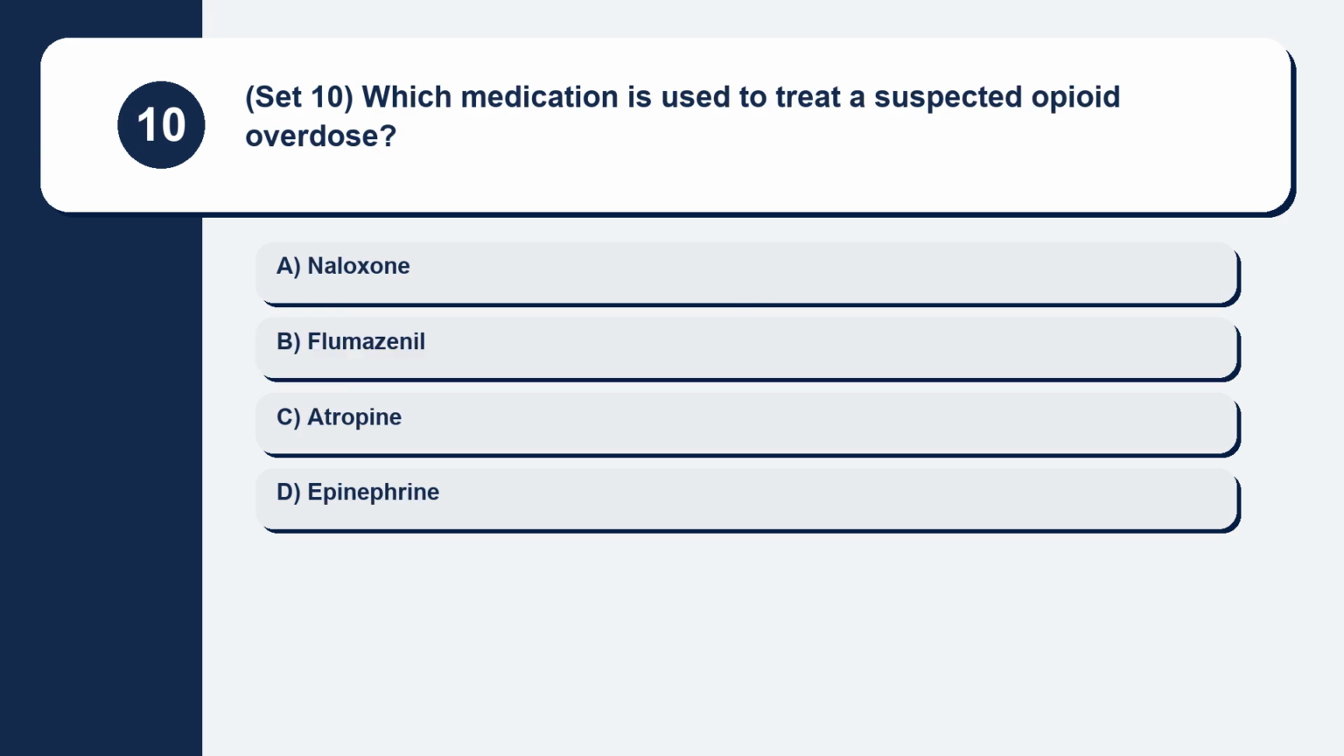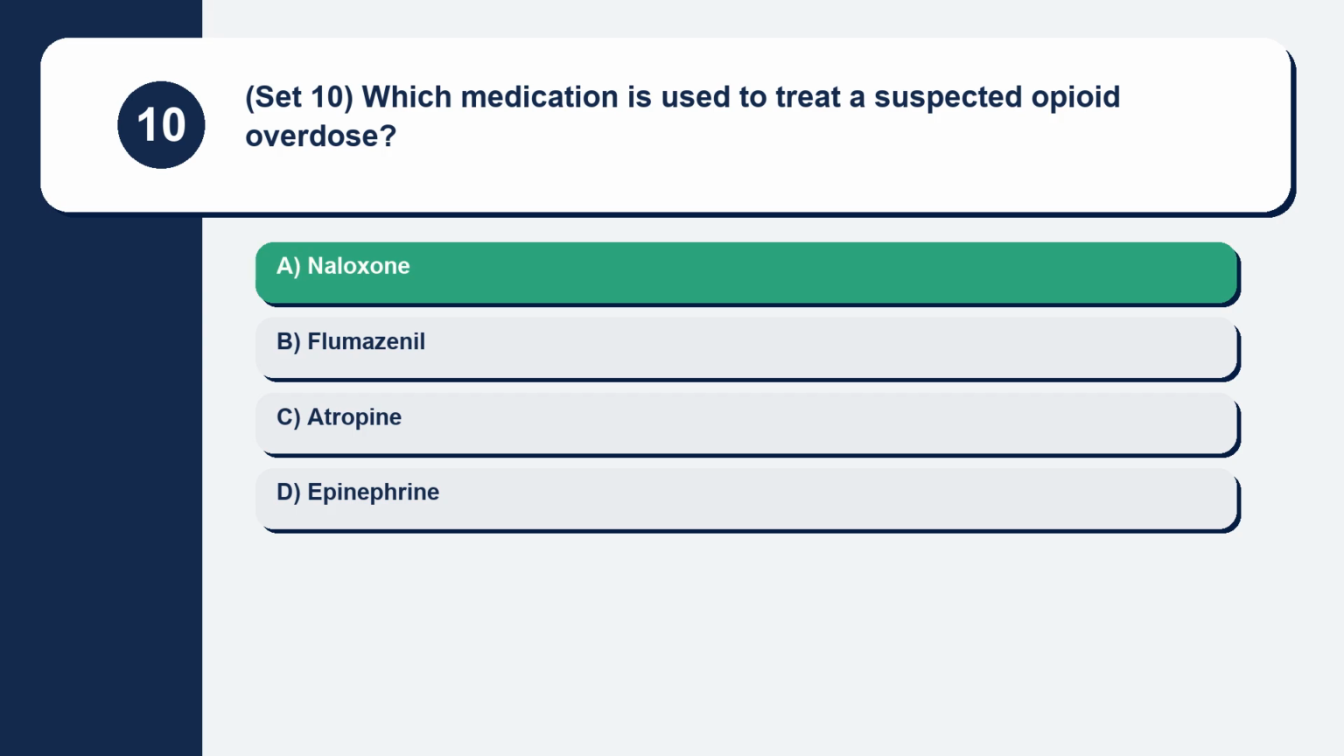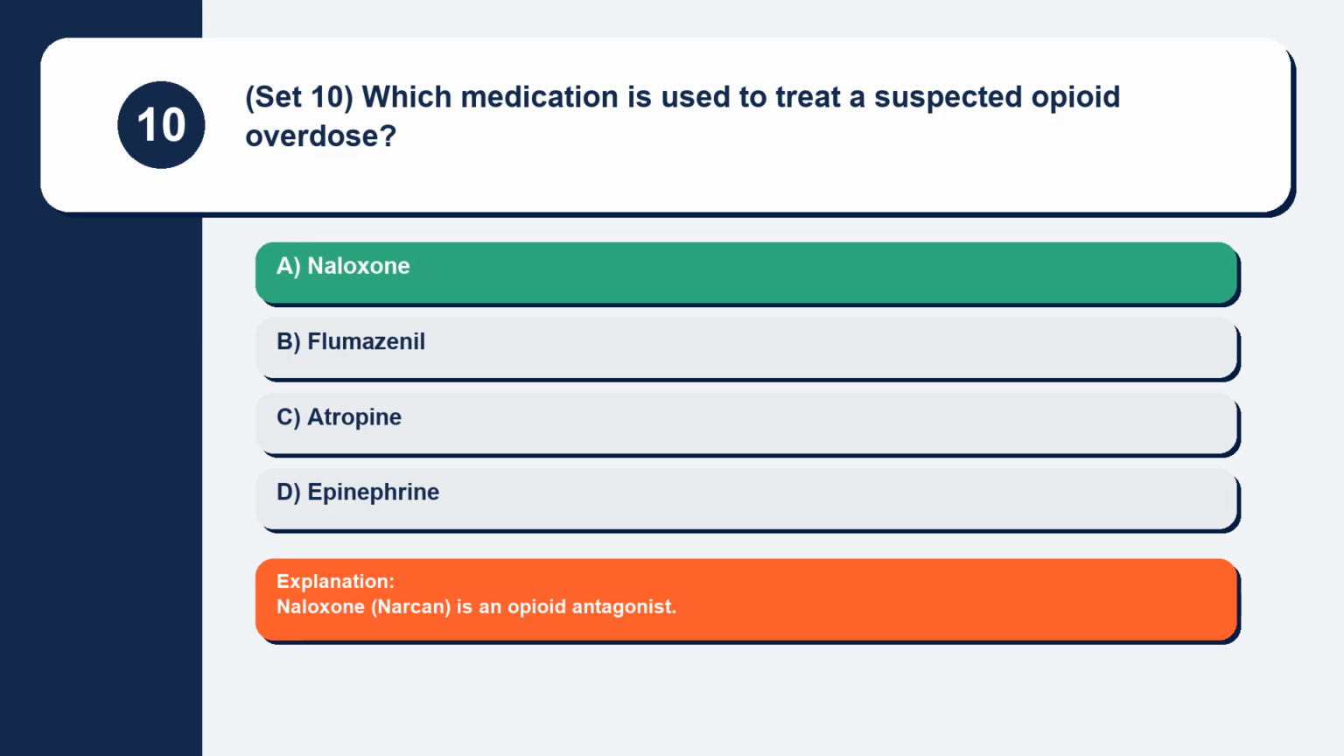Question 10. Set 10. Which medication is used to treat a suspected opioid overdose? Naloxone, flumazenil, atropine, epinephrine. Naloxone, Narcan, is an opioid antagonist.